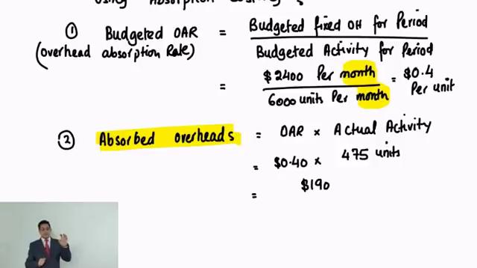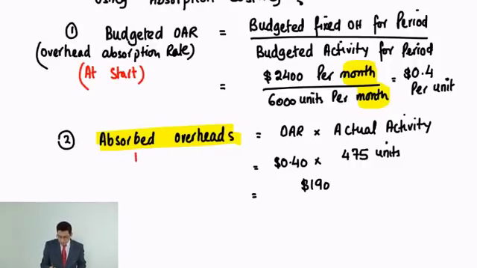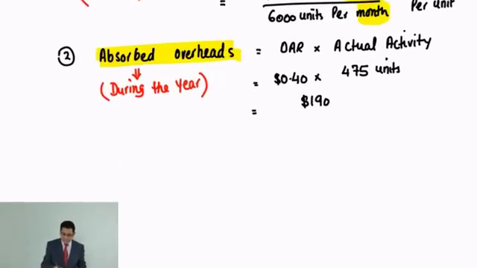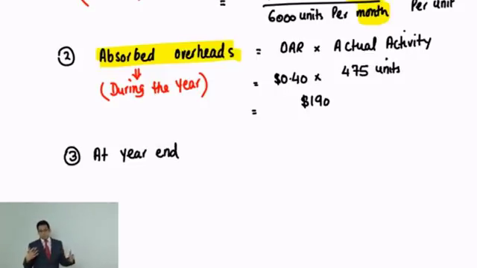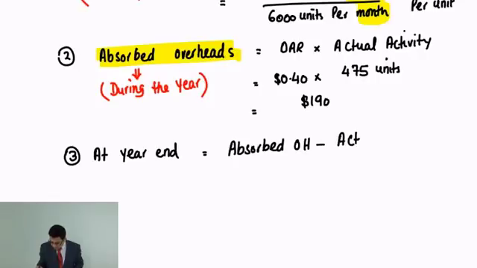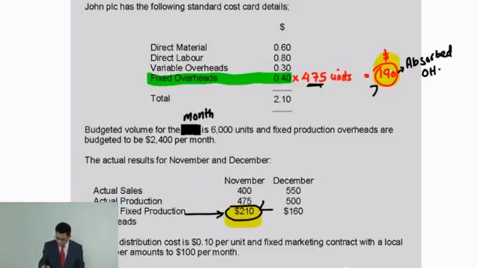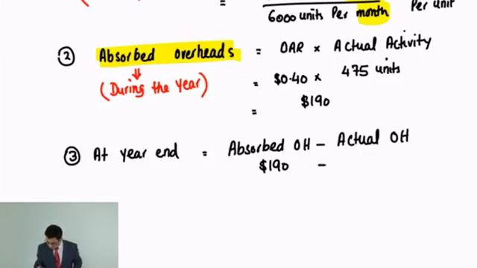So overhead absorption rate is calculated at the start of the year when budgets are drafted. Absorbed overheads are included during the year on a day-to-day basis, and once we arrive at the year end, we evaluate what was actually the overhead incurrence. How do we do that? We compare absorbed overheads with actual overheads. Absorbed was $190 and actual, I can double check, that was $210 of overheads. And that gives a difference.